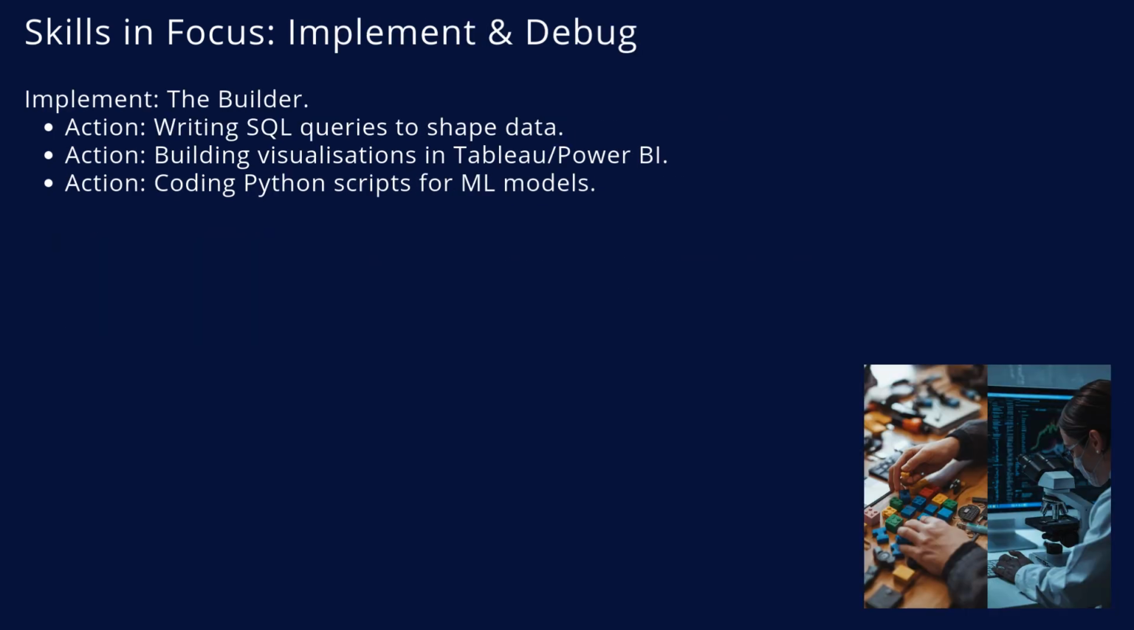Now for the execution, implement and debug. Implementing is about building what you designed. It might mean writing complex SQL queries to transform data. It might mean dragging and dropping charts in Power BI. Or it might mean writing Python code to train a model. This is where the product comes to life.